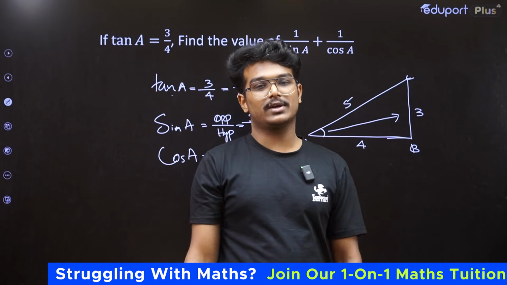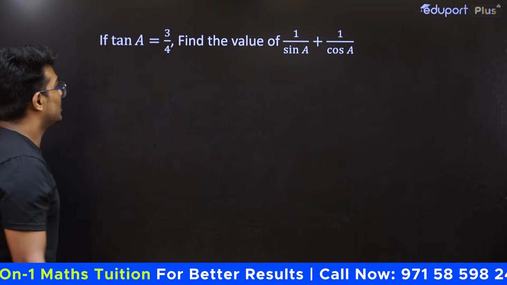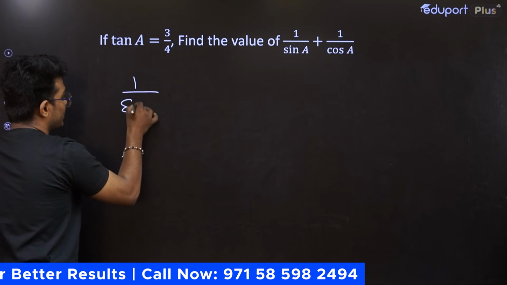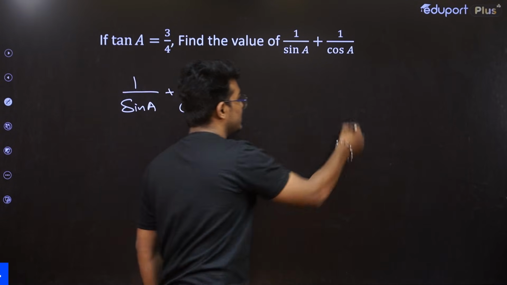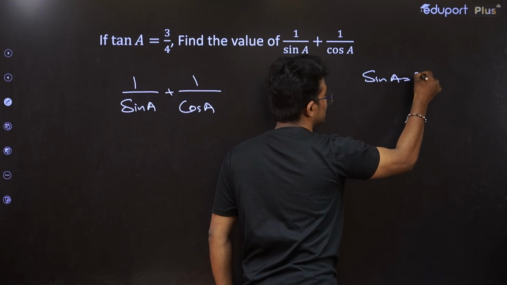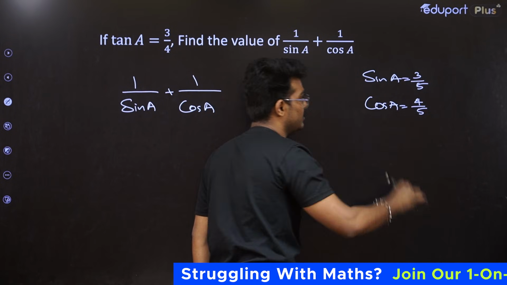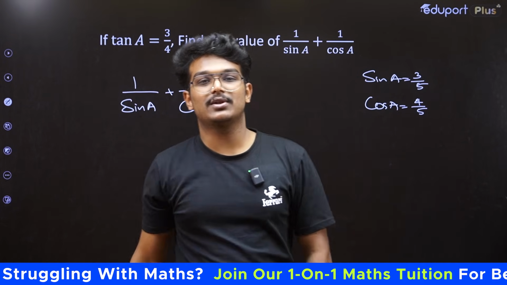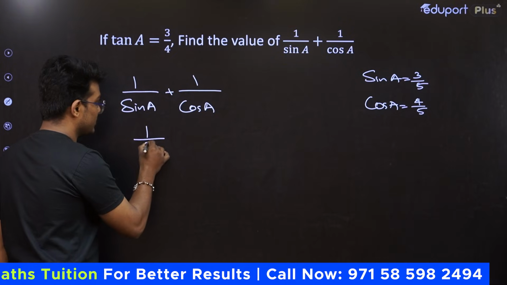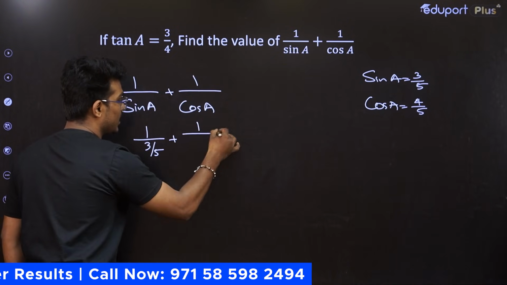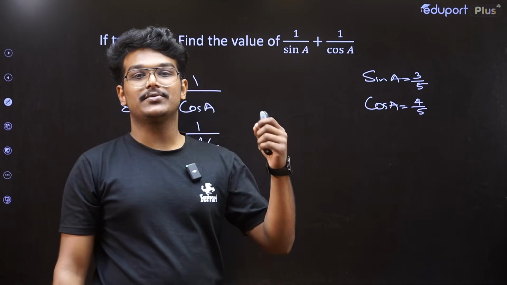So now we can calculate the value. The value is 1 by sin A plus 1 by cos A. We already know that sin A is equal to 3 by 5 and cos A is equal to 4 by 5. Let's substitute the values of sin A and cos A. So 1 by 3 by 5 plus 1 by 4 by 5.